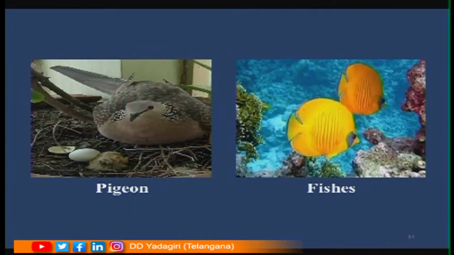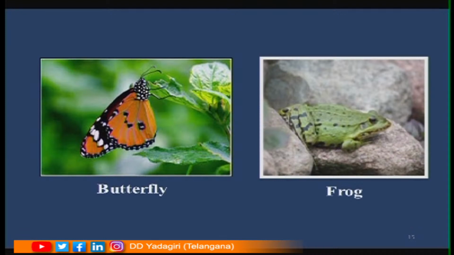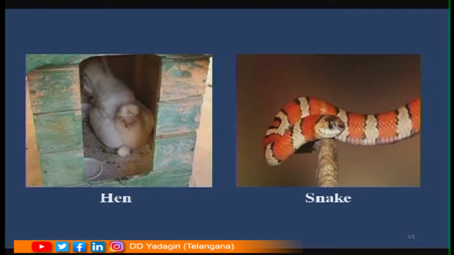Now children, see here, some slides are given, you can observe them carefully. What is the first one? Pigeon. The next is fishes. Do they have ears? Do they have hair? No, isn't it? Next, butterflies, frogs. They are also not having epidermal hair, isn't it, children? Next, see the hen and the snake. So, all these organisms lay the eggs, that is why they are called oviparous animals. Is it clear, children? Yes.